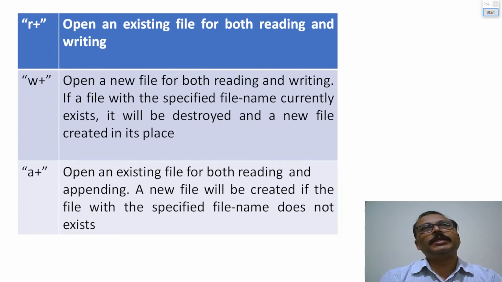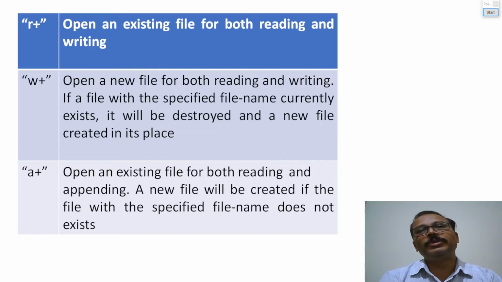The other modes: r plus opens an existing file for both reading and writing. w plus opens a new file for both reading and writing, but if a file with the specified file name already exists, it will be destroyed.